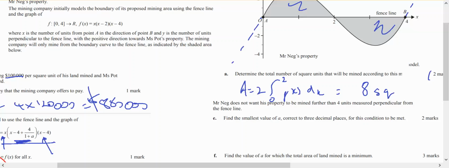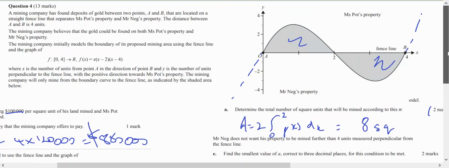This is for your Maths Methods, the continuation of Northern Hemisphere 2019, question 4. We're up to E: find the smallest value of A for the condition. So Mr. Neg does not want his property to be mined from further than 4. So this is Mr. Neg, that point there has to be limited to 4.